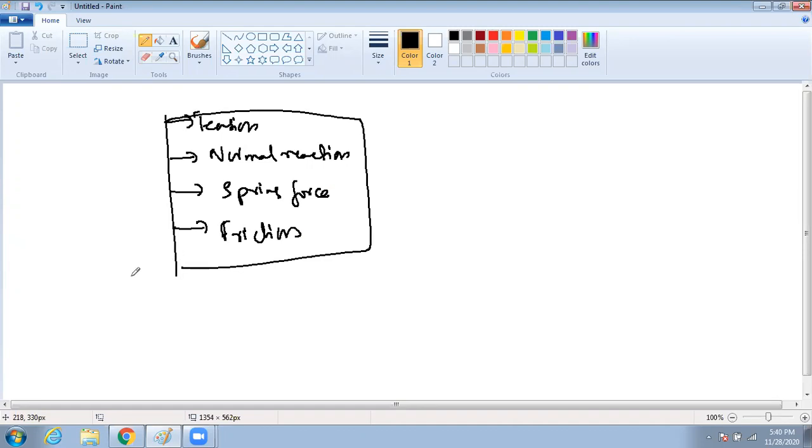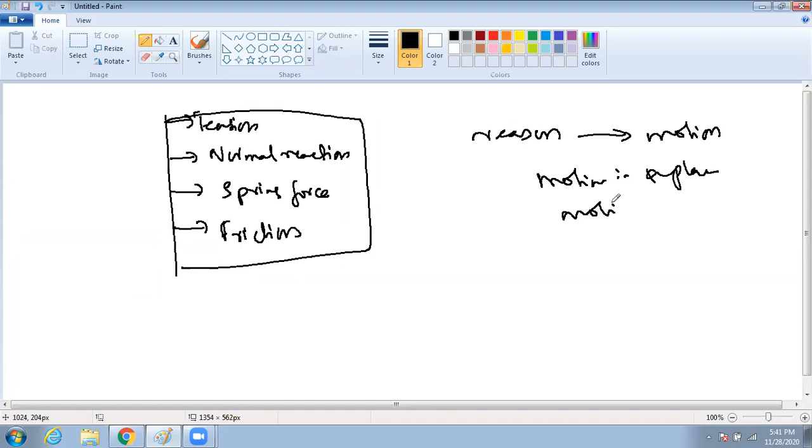I already told you what this chapter is about. This chapter talks about the reason or the cause of the motion. In the previous chapter, what we saw was motion in a plane and motion in a straight line.